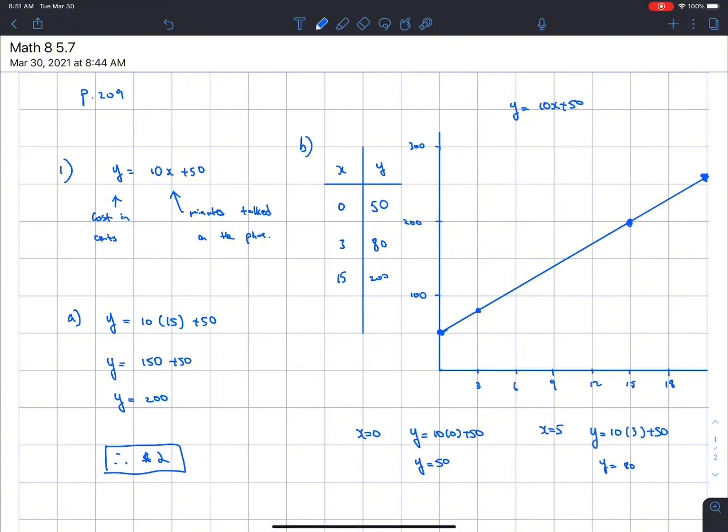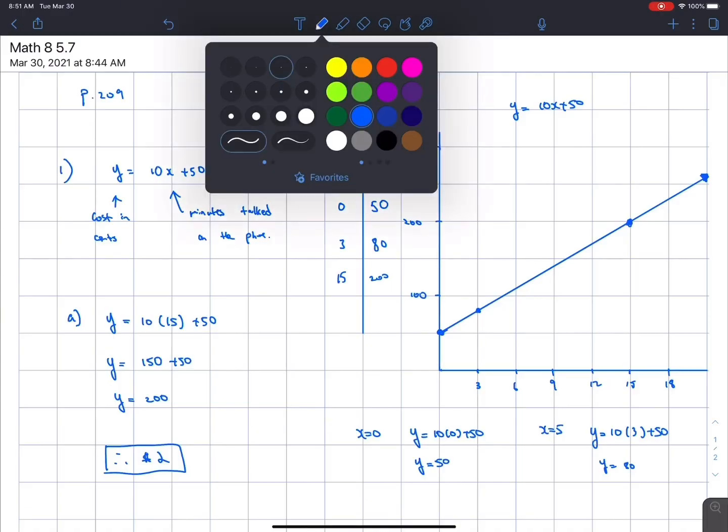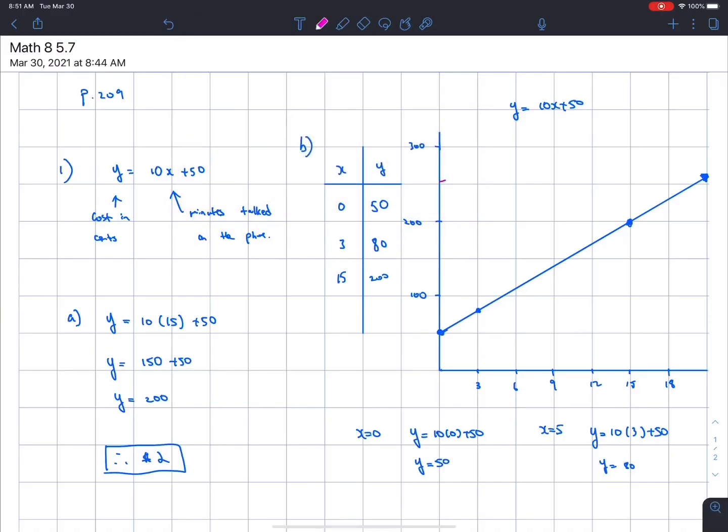Okay, and then C, if a call costs 260, how long was the person on the phone? If you look here, 260 is roughly here, right? Just a little bit above 250. So it looks like it's just 21 minutes. But of course we can calculate the value. We don't have to guess.